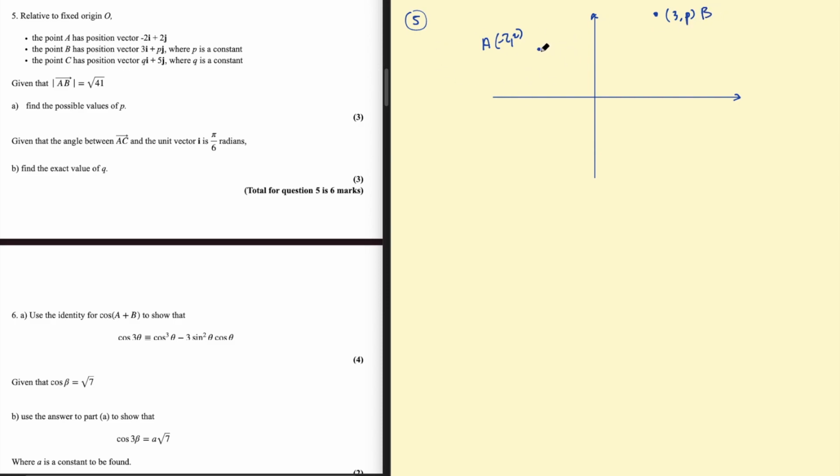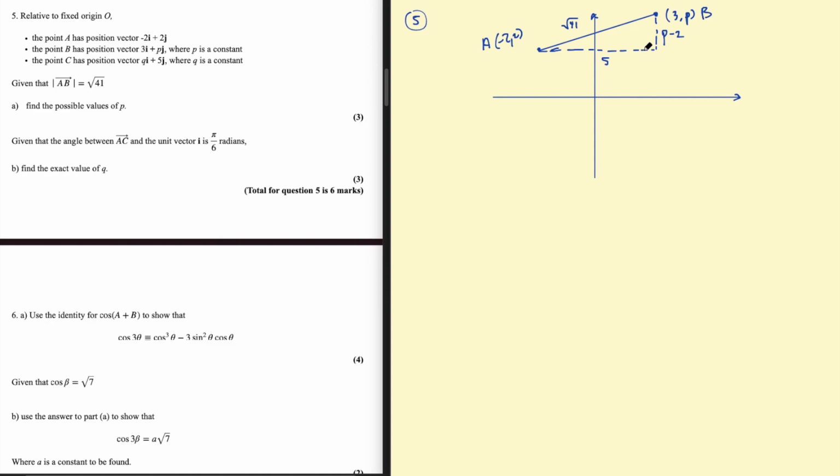Now, we know the vector AB has a length of the square root of 41. That's what this modulus means. So that vector has a length of square root of 41. And then let's draw a right triangle. So we have the horizontal distance between A and B and the vertical distance. We know the horizontal distance because we know the x-coordinates. This one's negative 2, this one's 3, so the difference is 5. We don't know the vertical distance, that's what we need to find. But we can represent it as the difference between these two coordinates, so p take 2 or 2 take p, either way it will work.